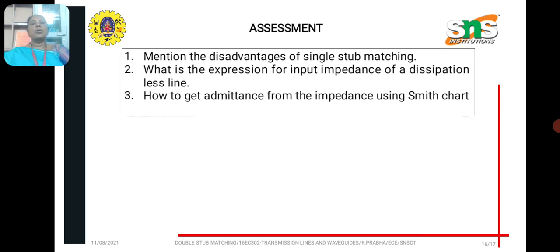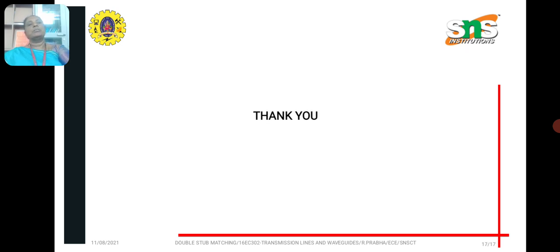Now the assessment: mention the disadvantages of single stub matching, and what is the expression of input impedance of a dissipationless line. We can easily get the admittance from the impedance on the Smith chart by taking the diametrically opposite point. Thank you.